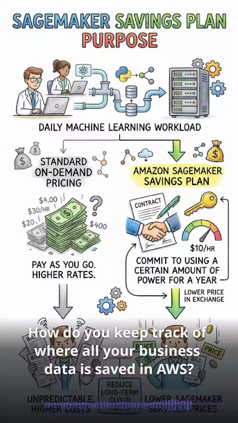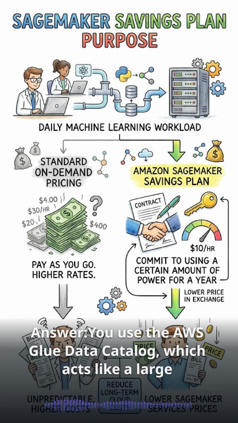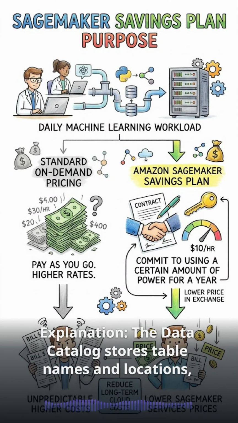5. How do you keep track of where all your business data is saved in AWS? You use the AWS Glue data catalog, which acts like a large dictionary for your files. The data catalog stores table names and locations, helping other AWS services find your data quickly.